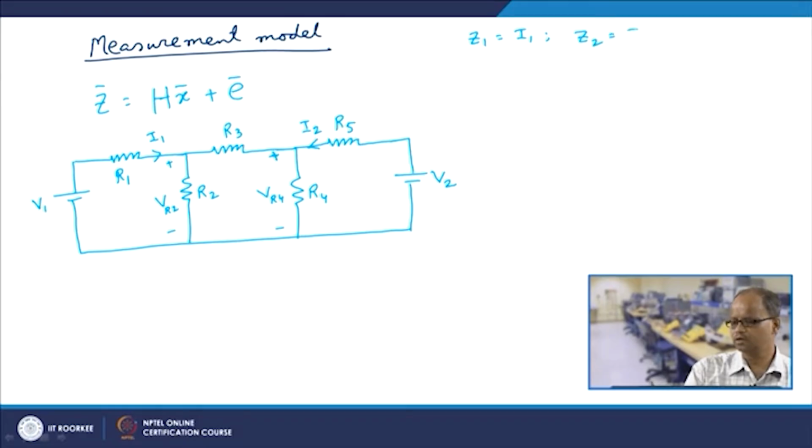So, in our measurement model Z1 is equal to I1, Z2 is equal to I2. Please note that here we are talking about a DC circuit. So, there is nothing like absolute magnitude or angle. Everything would be just numerical values.